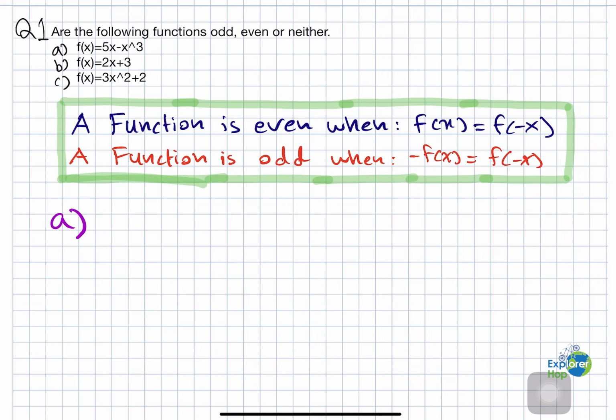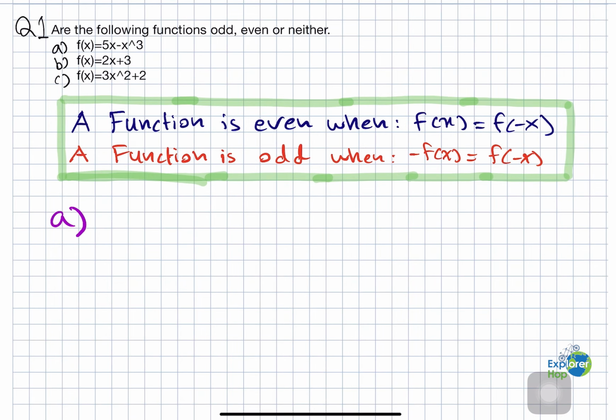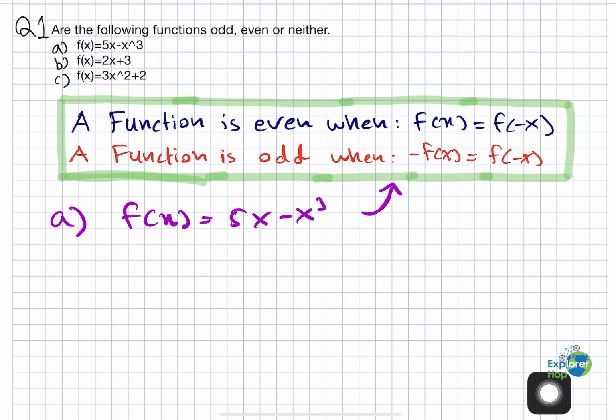So we know that a function is even when f of x is equal to f of negative x, and a function is odd when negative f of x is equal to f of negative x. So we can solve this question by seeing if our function f of x, 5x minus x cubed, fits any of these definitions to be odd or even, or if it's neither.